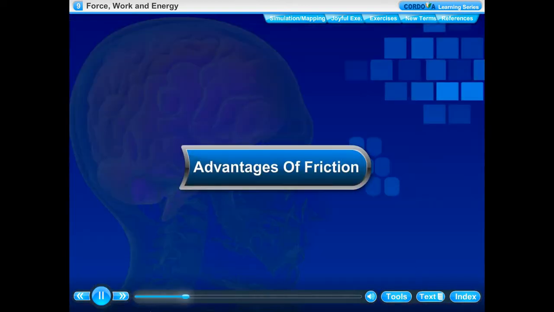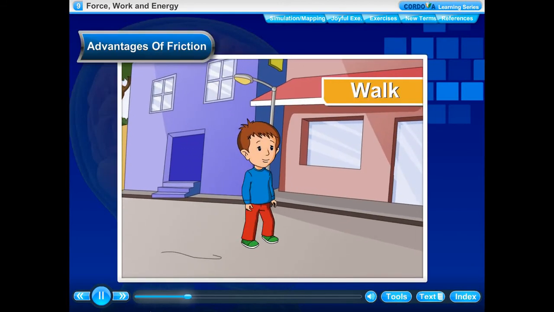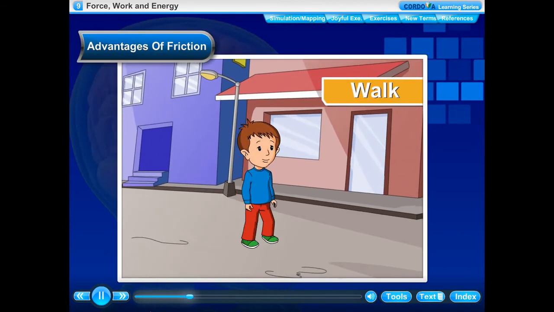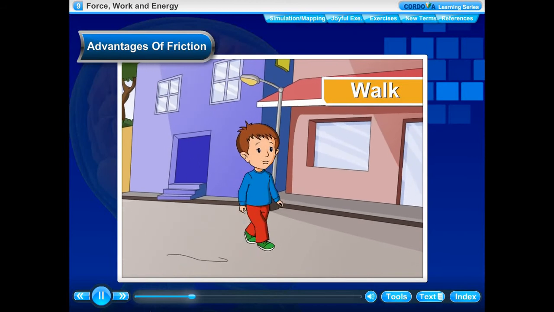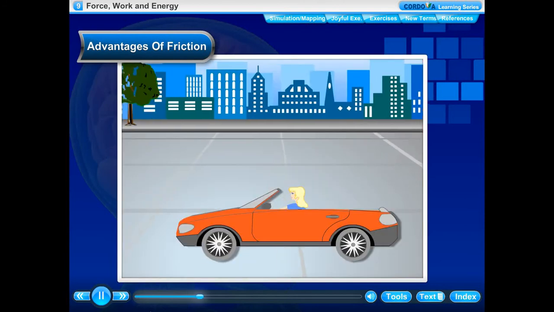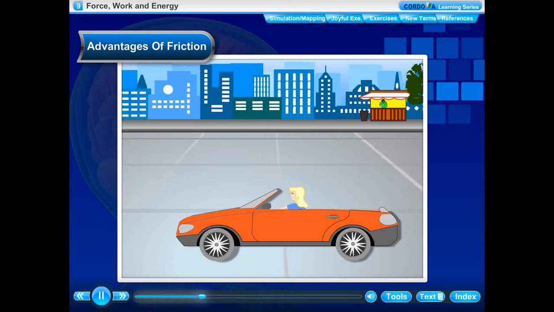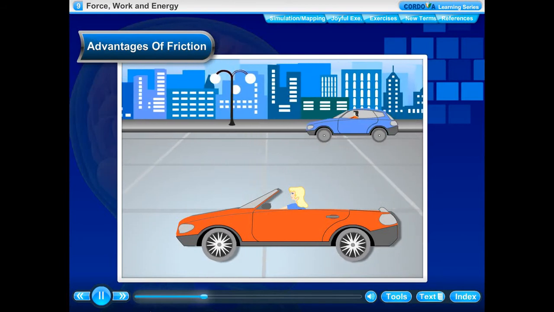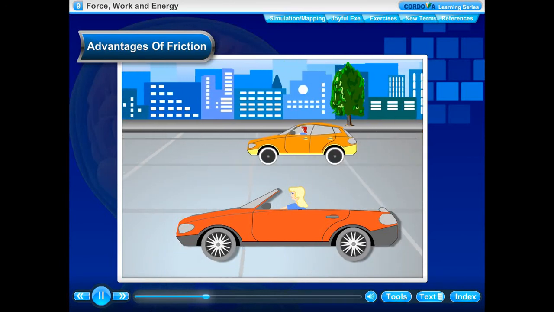Advantages of friction. It helps us to walk. We cannot walk easily on a very smooth surface or wet floor because there is very little friction and we may slip over the floor. Friction between road and tires of automobiles makes their movement possible.